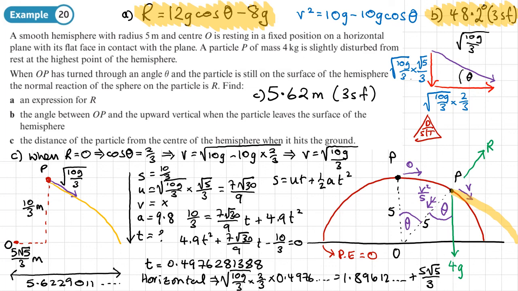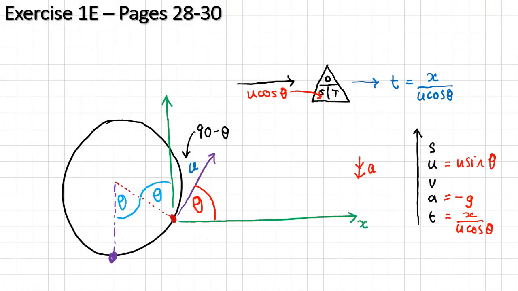There's lots to do in this question, lots of bits and pieces, and it may be helpful to draw separate diagrams so you can see exactly what's going on with each part. So you should now be able to do exercise 1E on pages 28 to 30 of the textbook.